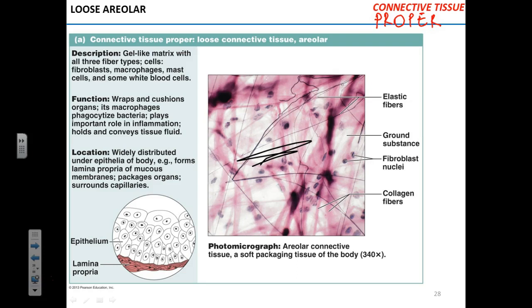The first tissue that we're talking about is the loose areolar tissue. You can see it in this micrograph right here. You can see a bunch of loosely located elastic fibers, loose fibroblasts, thicker collagen fibers. And the function: areolar tissue can be found practically everywhere. It wraps around pretty much every organ. Its major function is to cushion.